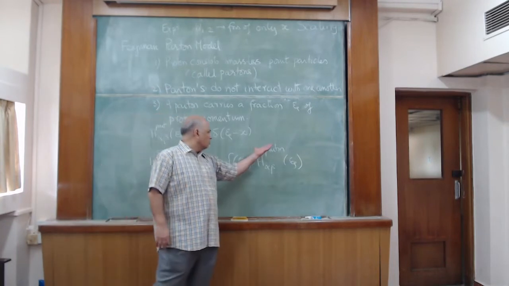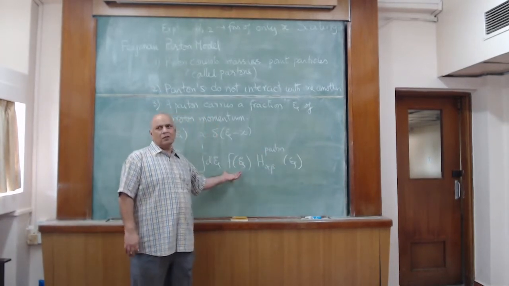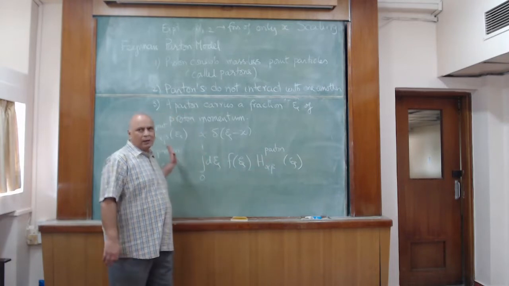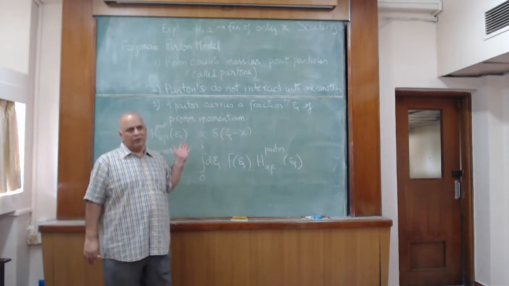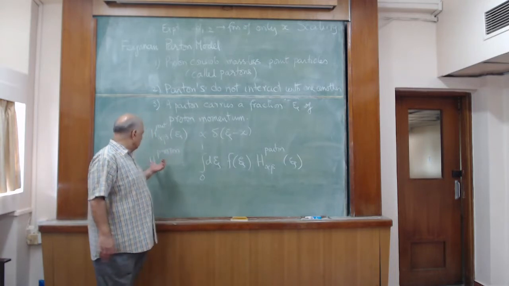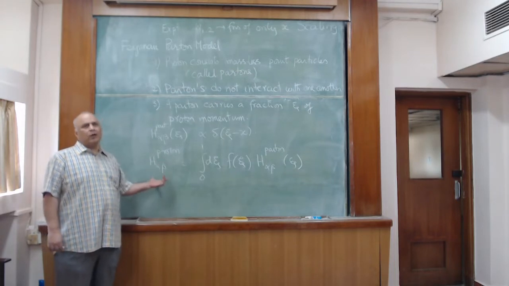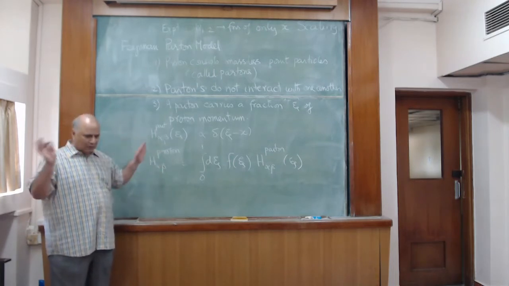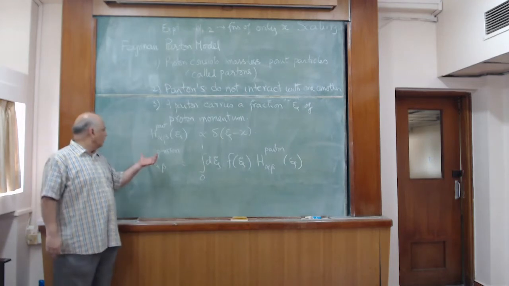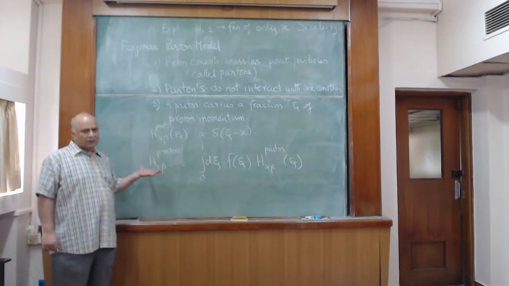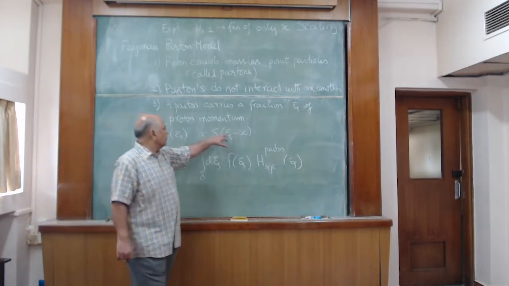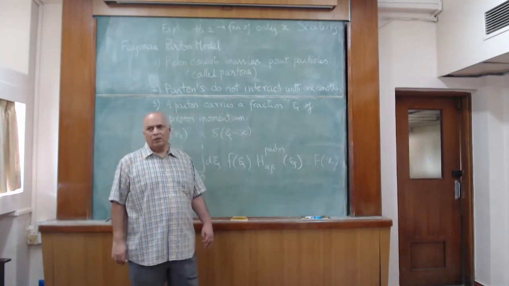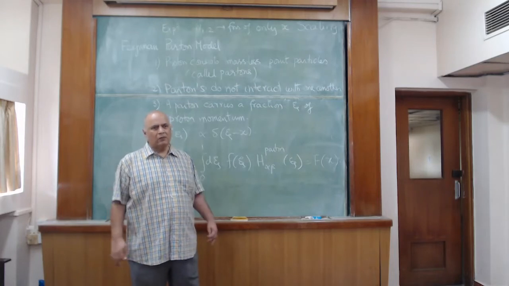And so this is the hadronic tensor for the parton. This is the probability of having such a parton. So I multiply it and integrate over all possible values of xi. And that should give me the hadronic tensor, not the hadronic parton tensor, that's a sort of contradiction in terms, so to speak. That gives me the proton tensor, and because of this, whatever I get is going to be a function of x. So that is Feynman's explanation.